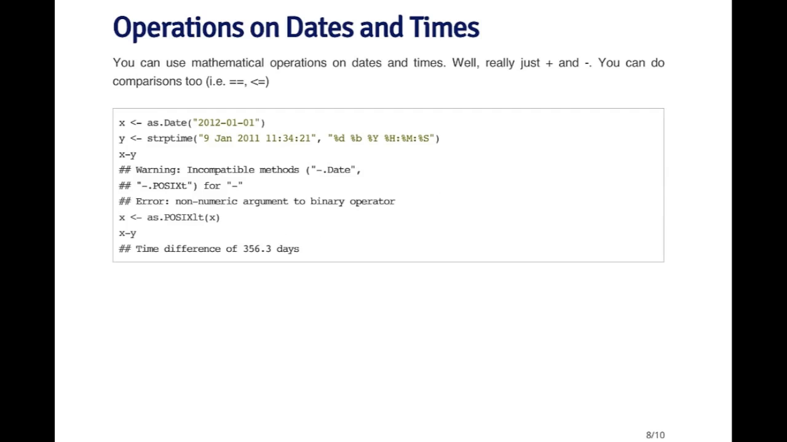Now, once you've got data in the date or time format, you can do operations on them, which can be very handy. For example, you can add and subtract dates. You can compare dates. You can see is one date less than another date, or are these two dates equal to each other? One thing that you need to be careful of is that you can't always mix different classes. So if I have x, which is a date object, and y, which is a POSIXlt object, if I try to subtract the two, you'll get an error because they're not the same type of object. But if I convert the date to a POSIXlt object, using as.POSIXlt on it, then if I take the difference, it'll say that there's a difference of 356.3 days between the two.